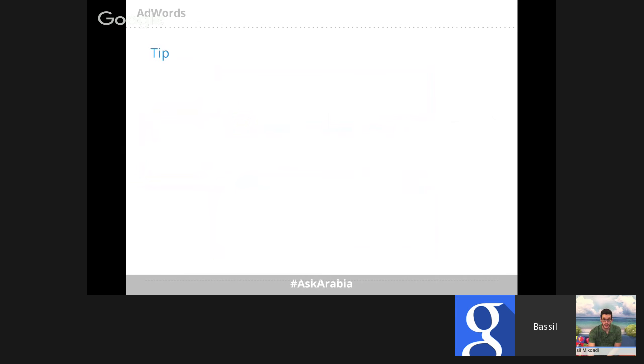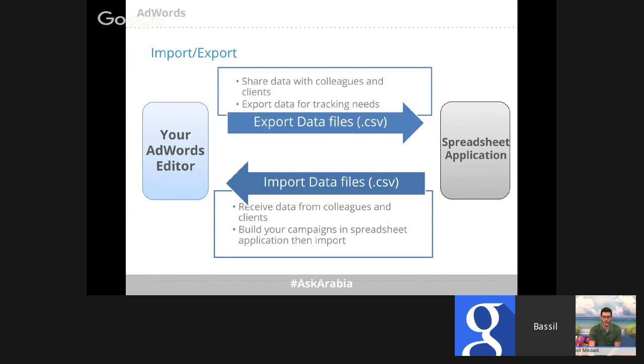So just a quick example over here as to what you can do. Let's take a look at the previous slide. You can also export and import data in .csv format. This is great if you're using Excel or if you're using Google Spreadsheets. You can share the data with colleagues and clients, and then you can export data for tracking needs. You can also receive data from clients and colleagues, and then obviously you can build your campaigns in a spreadsheet application and then import it. A lot of people choose to do this. This is especially useful if you're dealing with hundreds, if not thousands, of different keywords across multiple different campaigns.